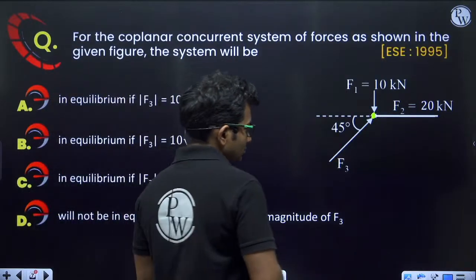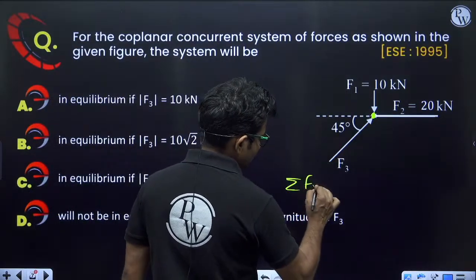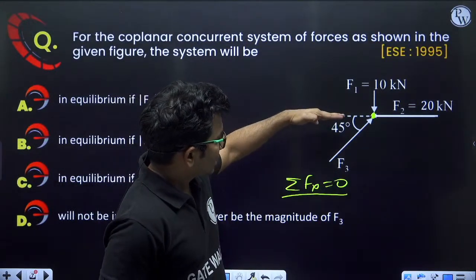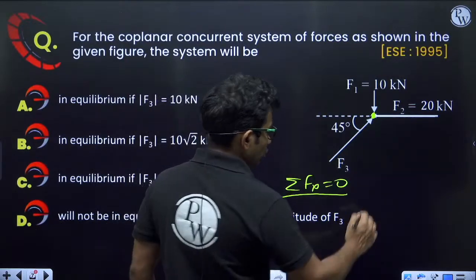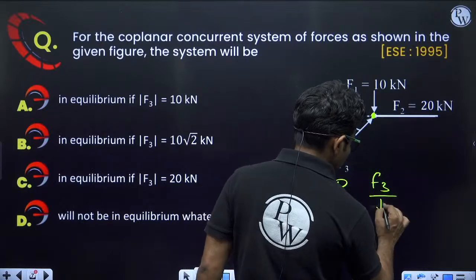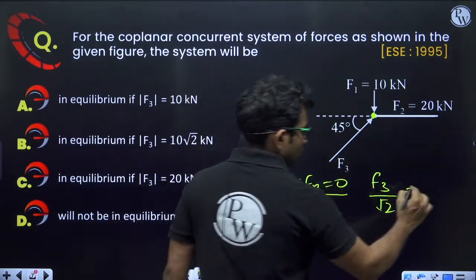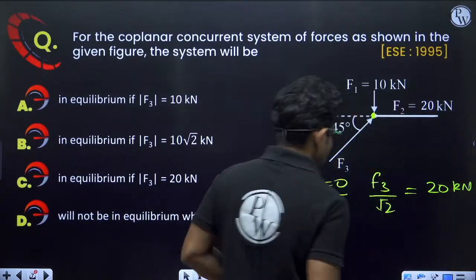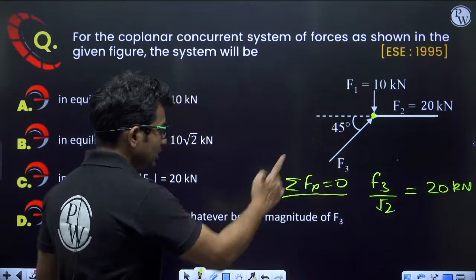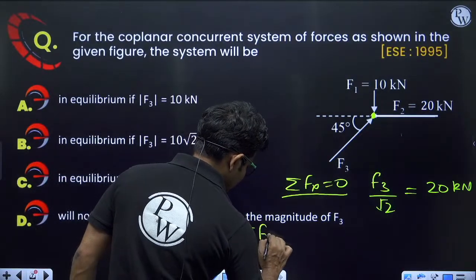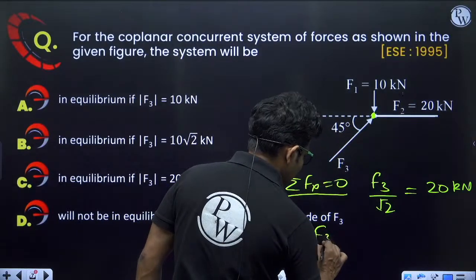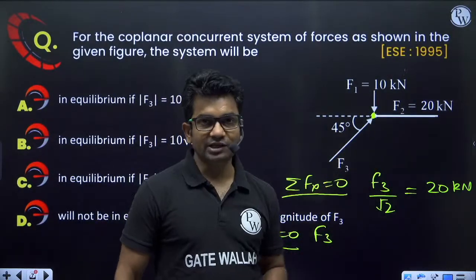Why can equilibrium not be maintained? Because if I do summation Fx equal to 0, here I will be getting F3 cos 45 degree, that means F3 by root 2 should be equal to 20 kilonewton, right? If I do summation Fy equal to 0, I will be getting F3 sin 45 degree equal to 10 kilonewton.